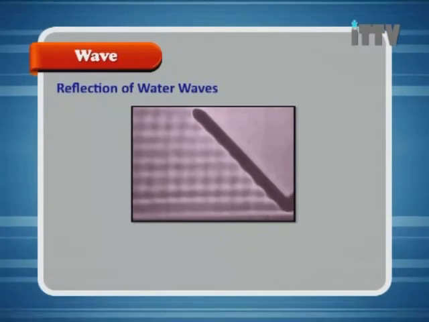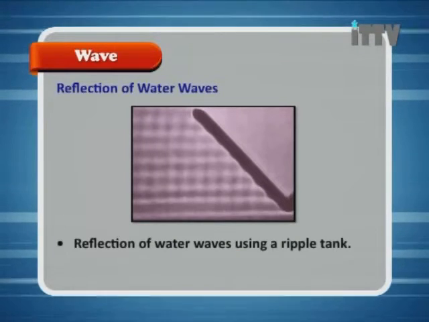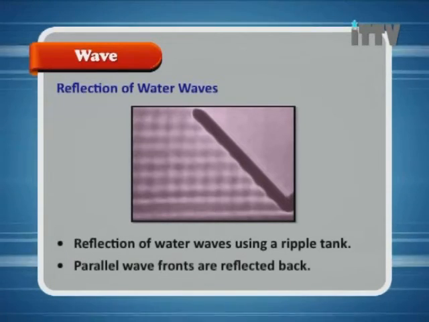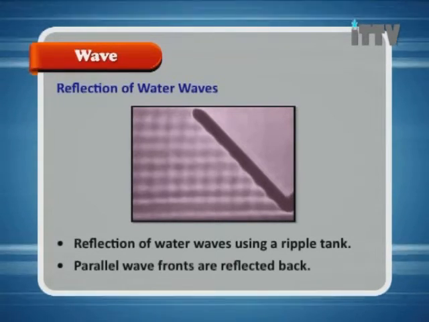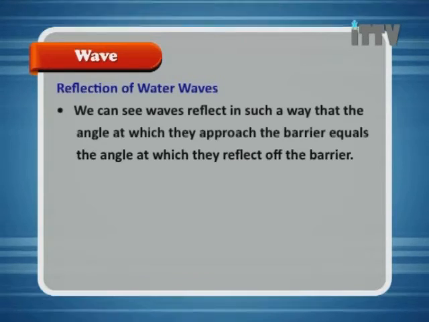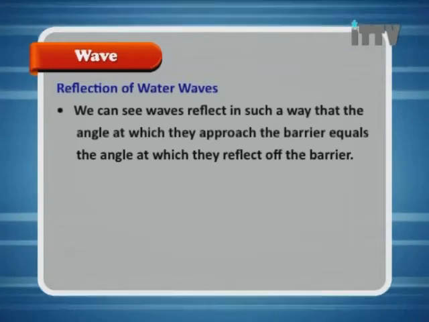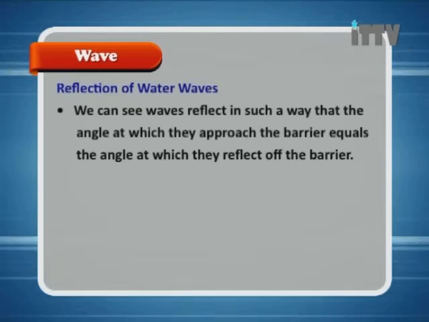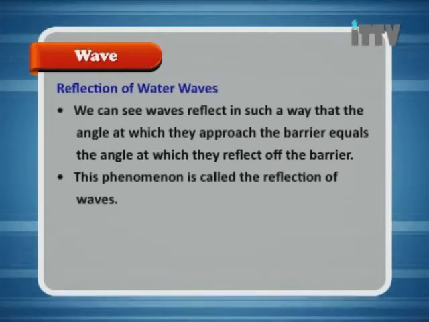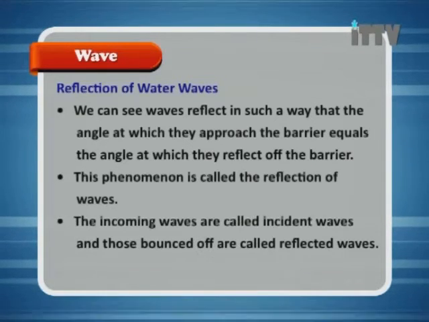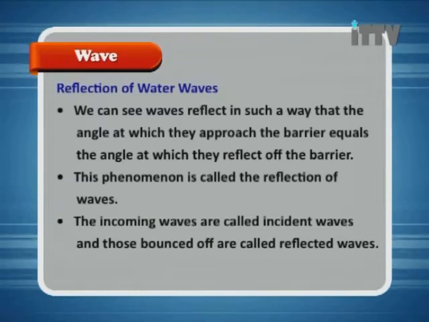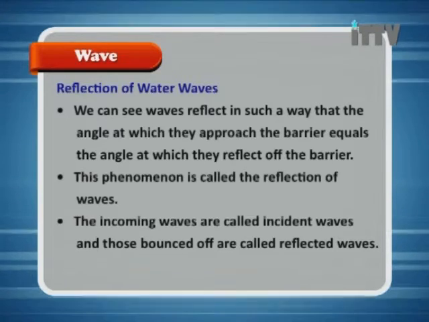Reflection of water waves. Reflection of water waves using a ripple tank. As you can see in the diagram, parallel wave fronts are reflected back. We can see waves reflected in such a way that the angle at which they approach the barrier equals the angle at which they reflect off the barrier. This phenomenon is called the reflection of waves. The incoming waves are called incident waves, and those bounced off are called reflected waves.